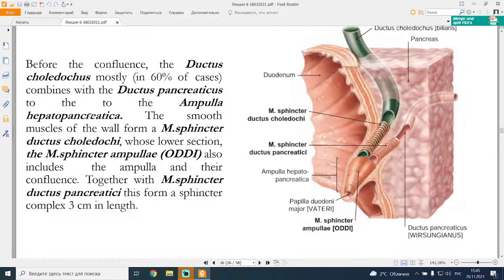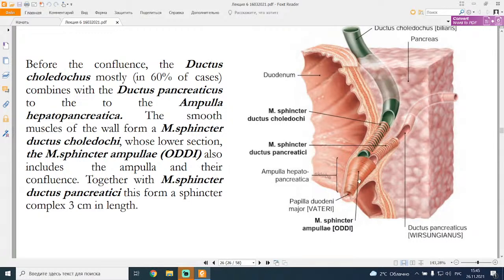Before the confluence, the ductus choledochus, in mostly 60% of cases, combines with the ductus pancreaticus. What do you see? Ductus pancreaticus. To the ampulla, you see the ampulla hepatopancreatica.